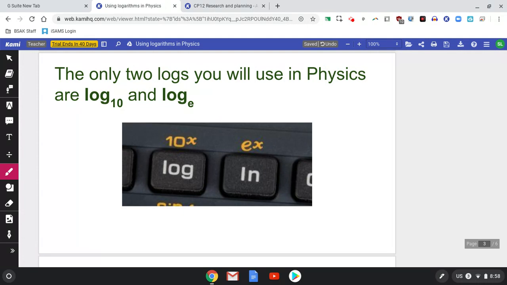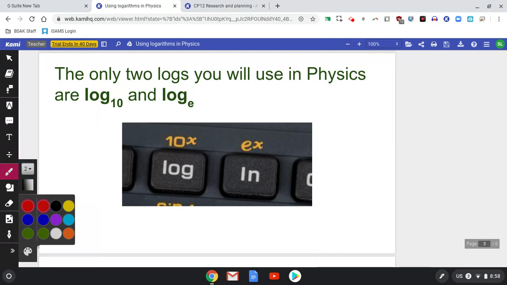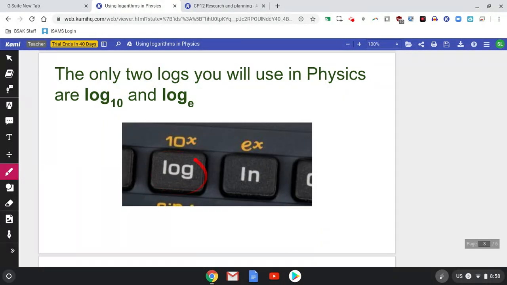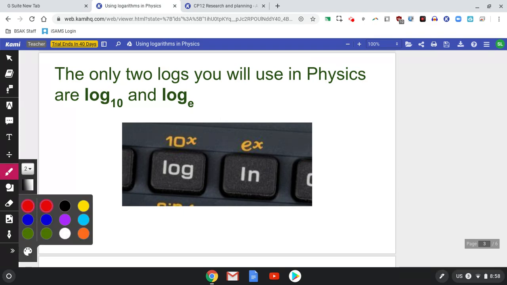Now, log to base 10 is written on the calculator as just log. So that's actually shorthand for log to base 10. If you ever see written just log with no base, that will usually mean log to base 10. Okay, so that's this one here.